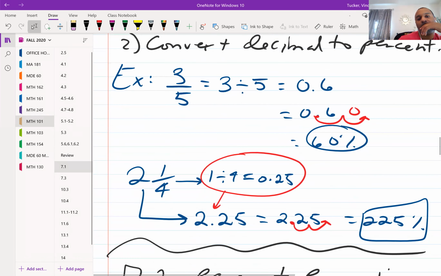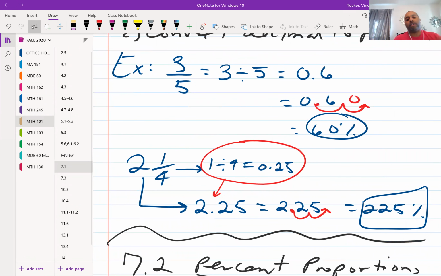All right, next one, 2 1/4. So I would take that 1/4 and convert that part to a decimal. I would leave the 2 out front. So this 2 right here just stays out front. And that 1 divided by 4 is 0.25. So that's 2.25. Then move your decimal 2 places to the right, and that'll give you 225%.